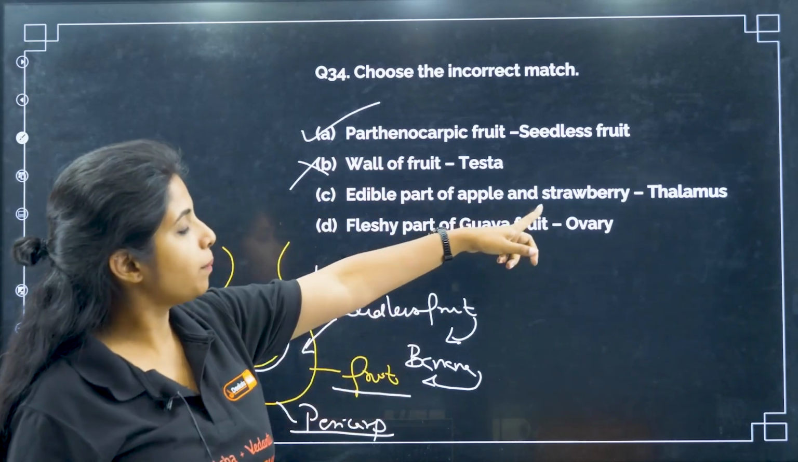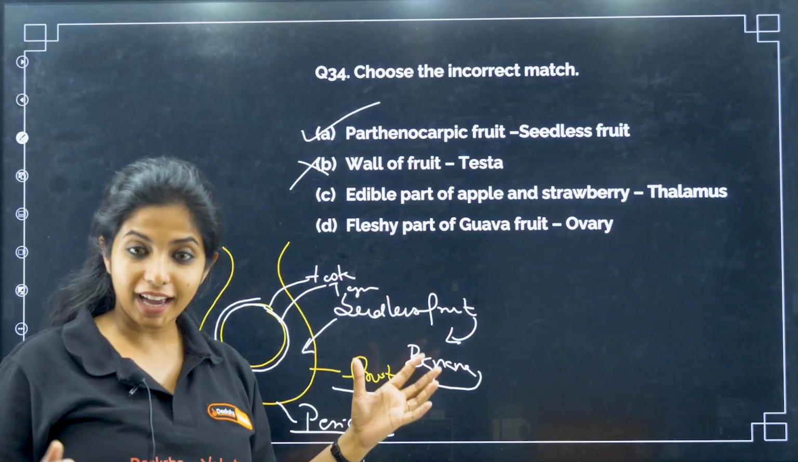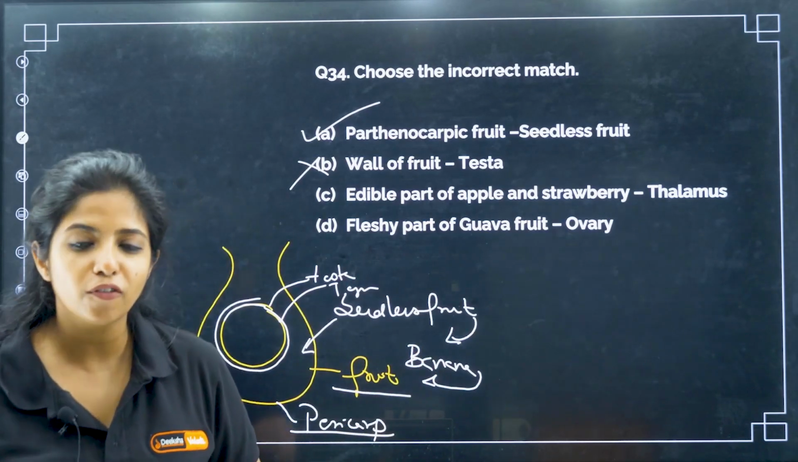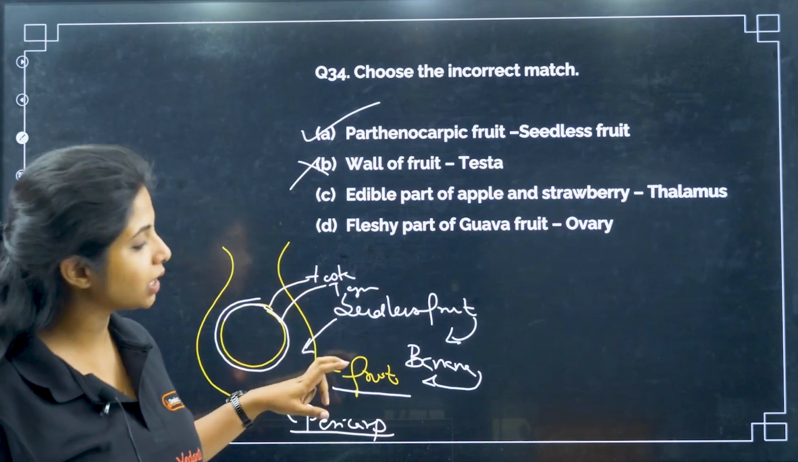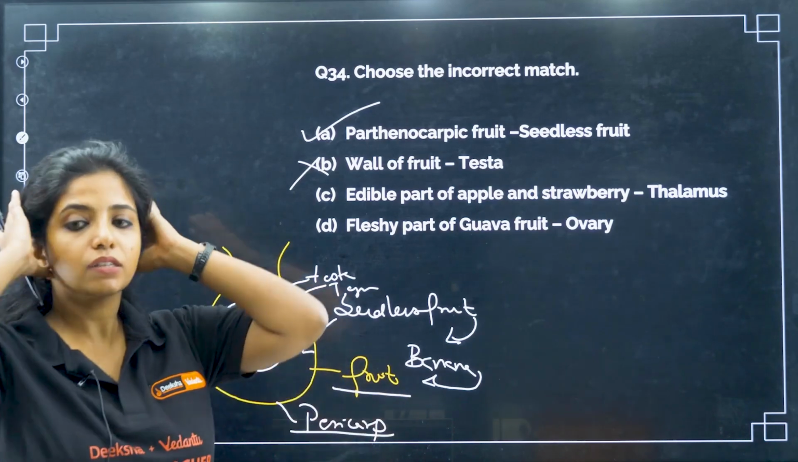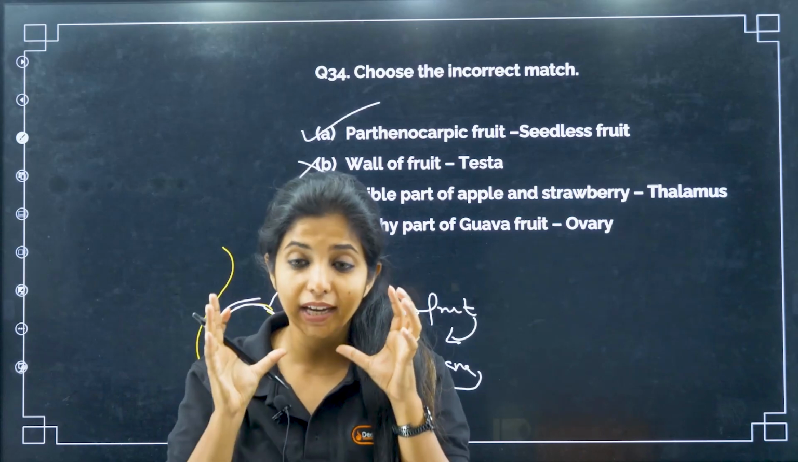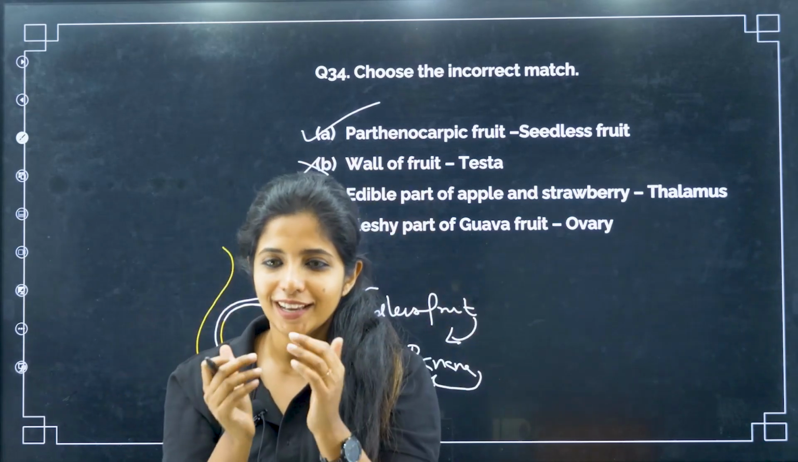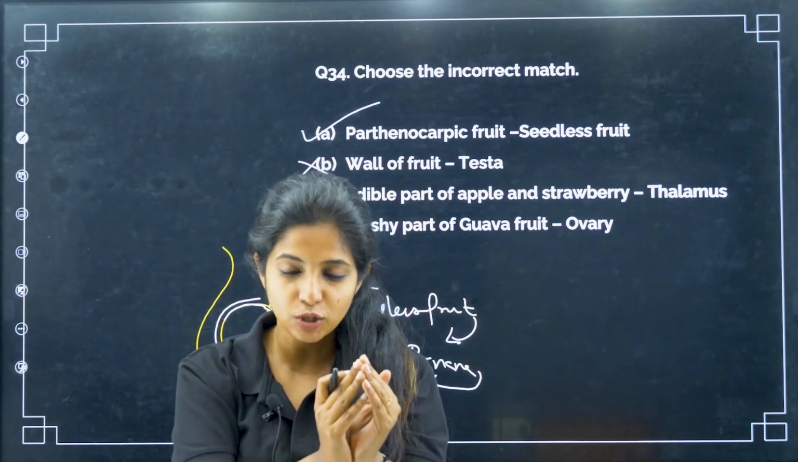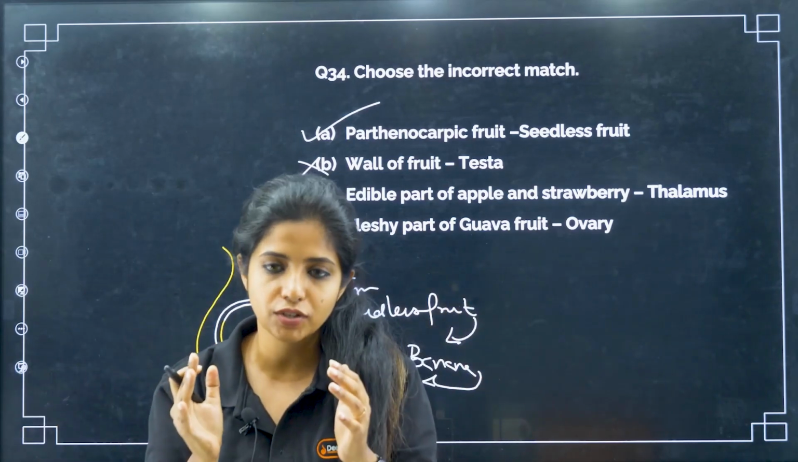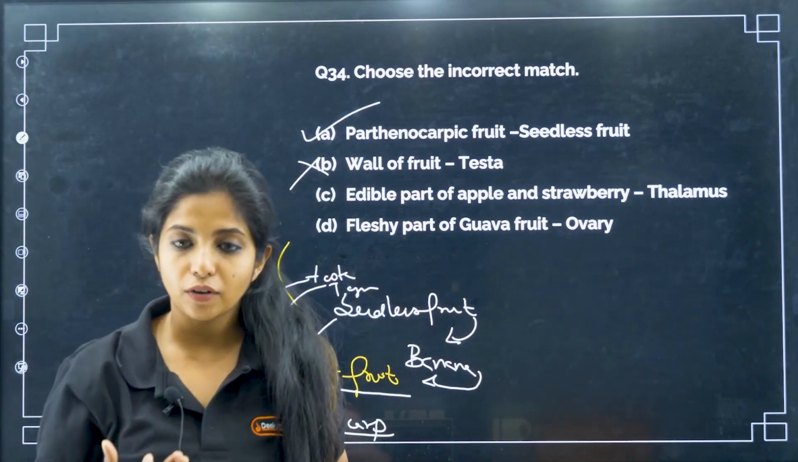Now, the edible part of apple and strawberry is thalamus. So, I hope you know that they are not true fruits, they are false fruits. Why do you call them false fruits? It's usually the ovary that converts into fruit, my dear children. But in the case of apple and strawberry, the thalamus, a part of the flower, plays a major role in forming the fruit. So yes, the ovary does have a role in forming the fruit, but along with that, the thalamus also joins, which is why it becomes a part of the fruit.